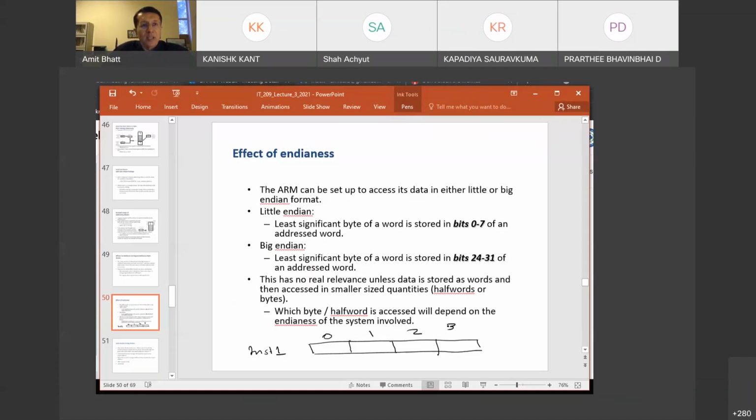This is only when you start designing a system on a chip, trying to integrate your processor with some other manufacturers' processors or modems or whatever, then this question would arise. But you must remember what endianness is and what its significance is.